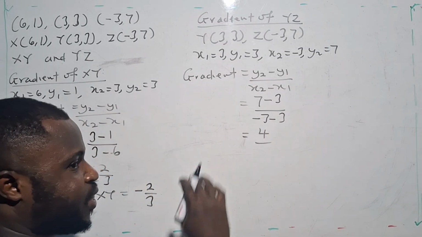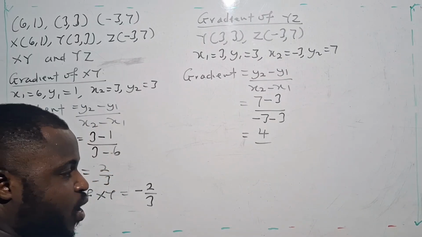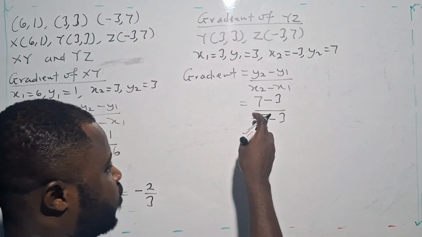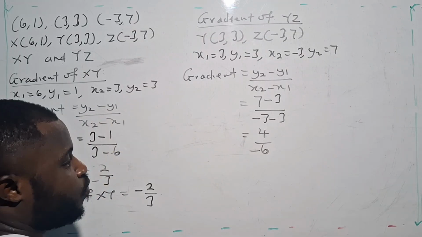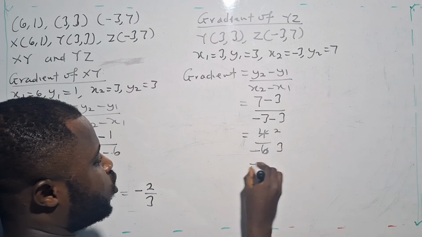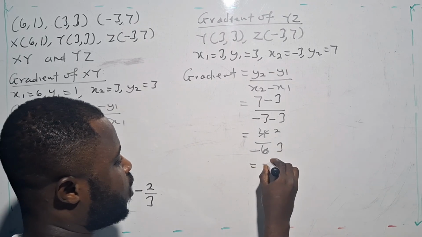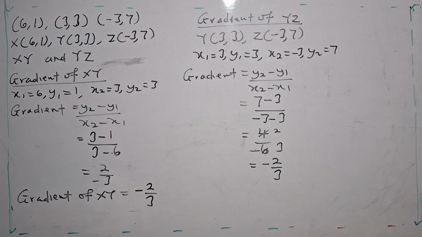Then negative 3 minus 3, you were owing 3, you want to borrow again. The calculator will do it when you punch, but without a calculator, you should understand. So negative 3 minus 3 will give negative 6. So we can simplify. 2 can divide here, 2 can divide here. So this has given us negative 2 on 3. The same gradient, meaning these 2 points too are collinear.